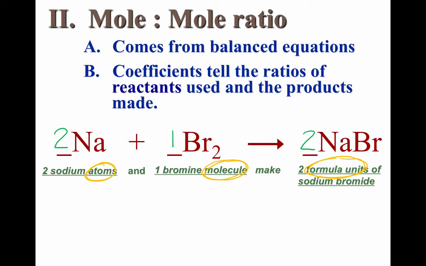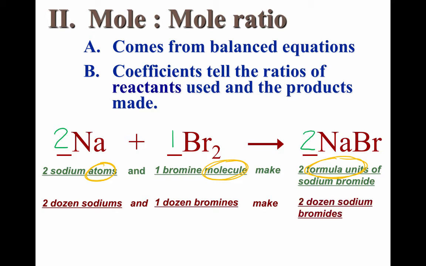Let's look at another ratio. What if I had 12 bromine molecules? If there are a dozen bromine molecules, I'll need exactly twice as many sodium atoms, or 2 dozen sodiums. And these amounts will generate 2 dozen sodium bromides. Notice that the ratio here comes from the coefficients of the equation.